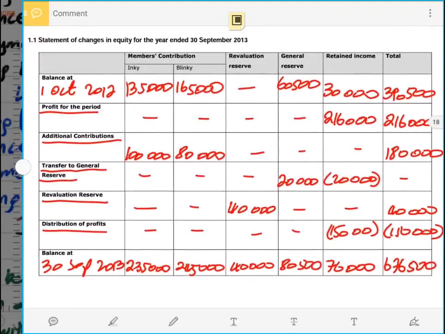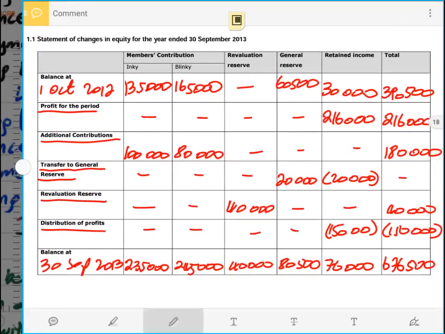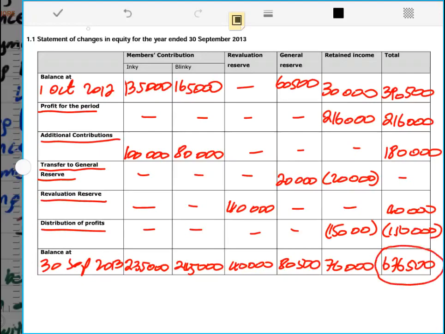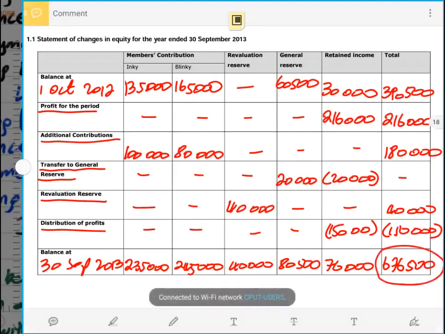So now this will be the total accurate amount in the statement of changes in equity. And remember, this amount will have to go to the statement of financial position if we were required to do such statement. Then that will be recorded under equity as 676,500. Then it will be statement of changes in equity retained earnings.